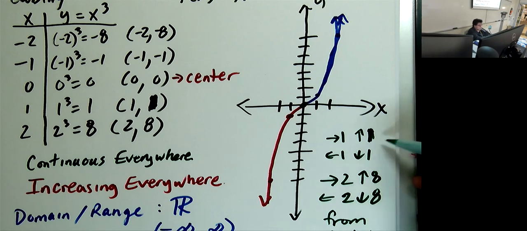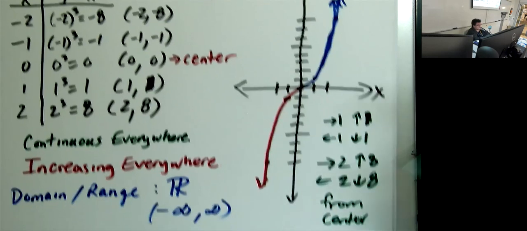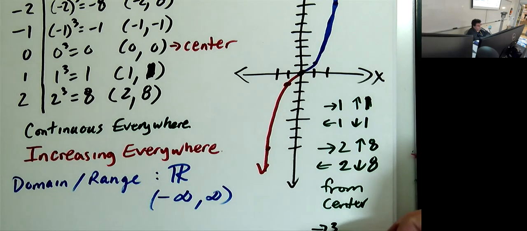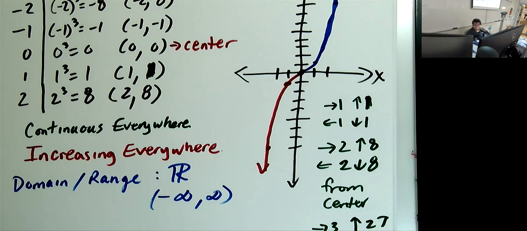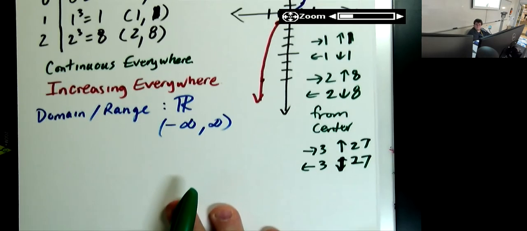And these values are the cubes of the numbers on the left. If I wanted to see how far up and down I go with left 3 or right 3, I just need to cube the number because we're doing the cubic function. 3 cubed is 27. I'm off screen because I zoomed in too much.